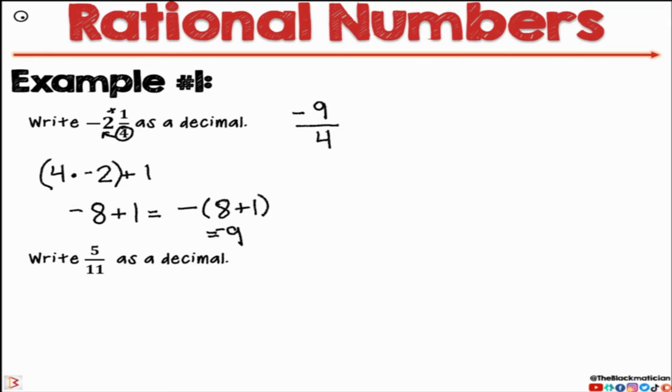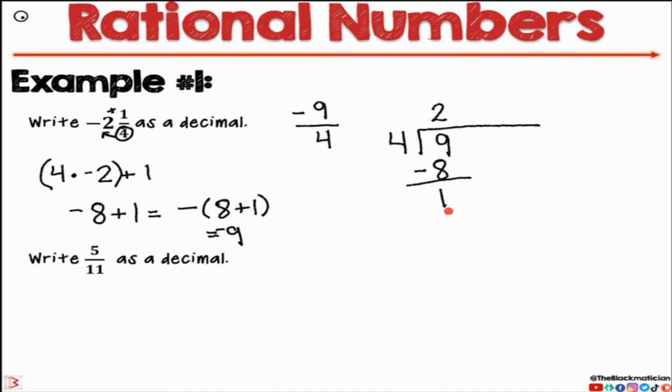Now, the way to turn this into a decimal is to divide 9 by 4. So the question is, how many 4s fit into 9? I know that the answer is negative, but for right now, I'm not even going to worry about that. I'm just going to do the division. So how many 4s fit into 9? So 4 into 9, I can fit two groups of 4 into 9. 2 times 4 is going to be 8. We're going to subtract that and bring down a 1.